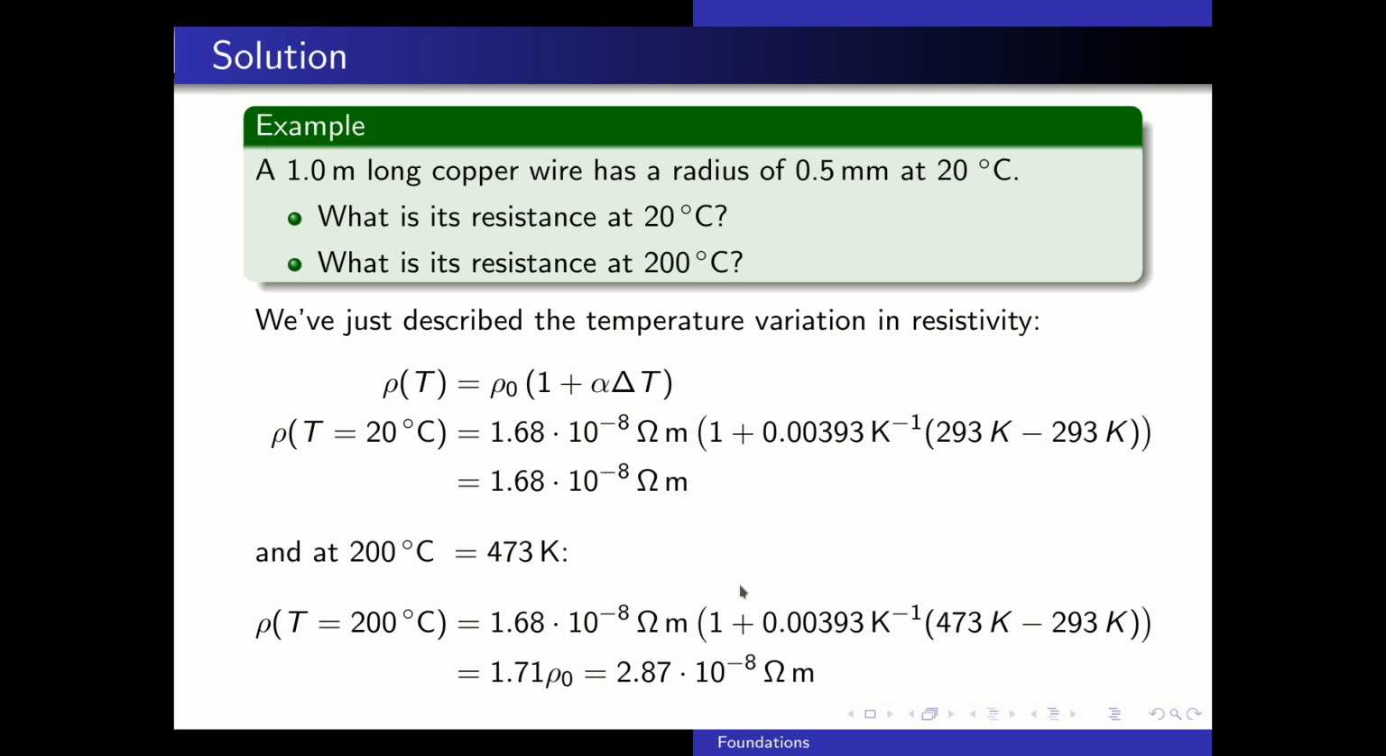But when we crank the temperature up, we find that everything is the same except that our temperature jumps up to 473. So this delta T comes to be about 180 Kelvin. And if we just evaluate this expression in the parentheses here, let's leave this as rho naught. If we evaluate this expression in the parentheses, we come up with 1.71. So basically, the hot resistivity is 1.71 times the cold resistivity. It's 71% greater. The resistivity has changed a lot. It changed by 71% over the cold temperature.